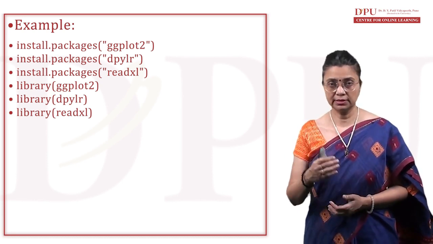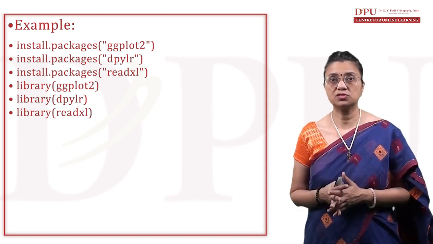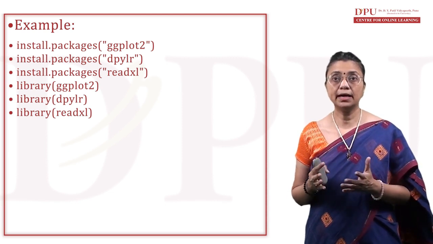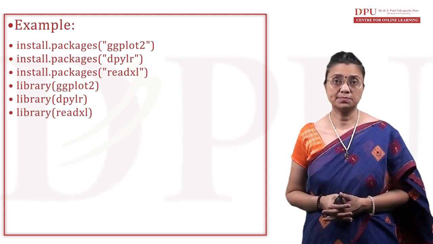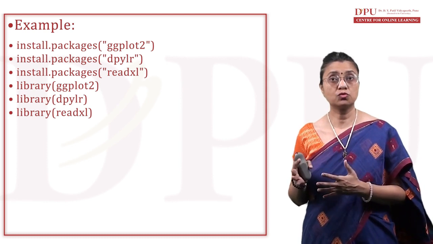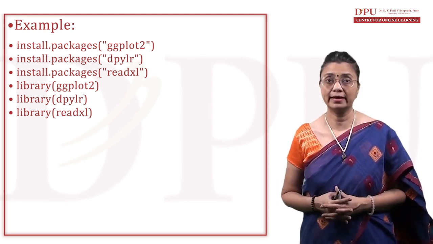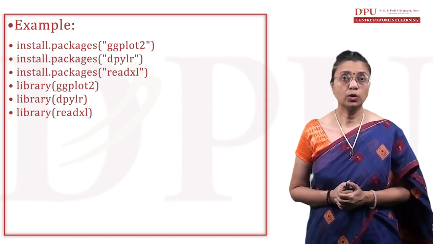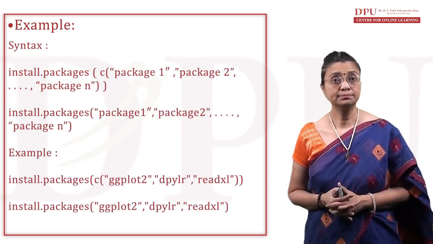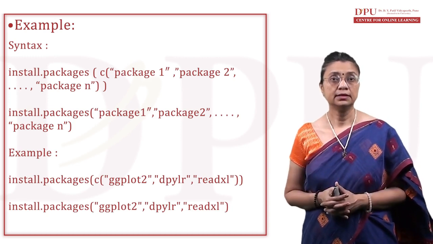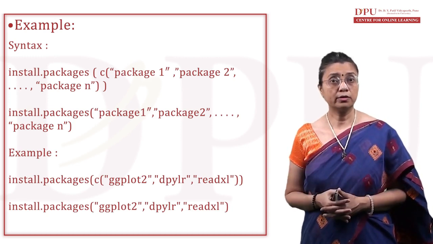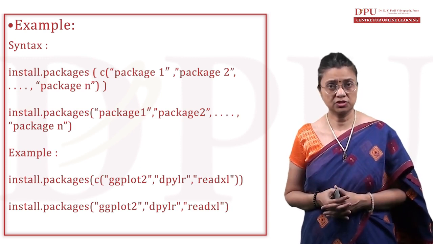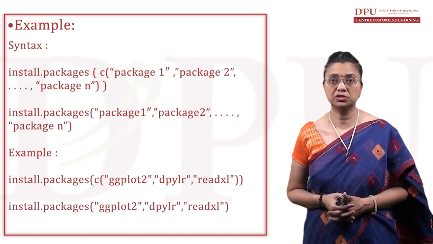Now you can see over here the syntax that install.packages, and within the brackets, I use the c function and I pass a list of package names like package 1, package 2, package 3, and so on till package n. So what I'm doing here, with just one install command, I have installed all the packages. So this is the syntax. Likewise, install.packages and within brackets without using c, again I can pass a list like package 1, package 2, package 3 till package n.